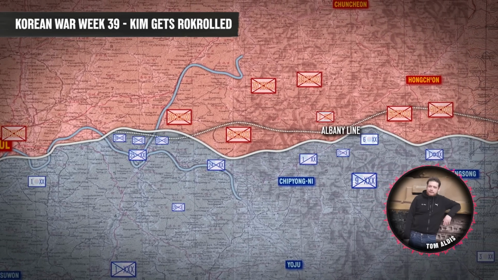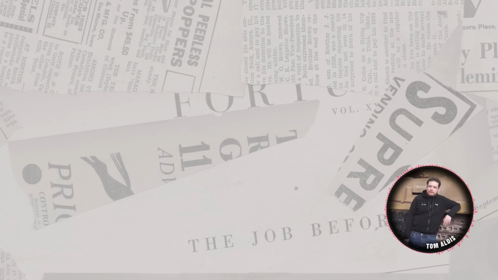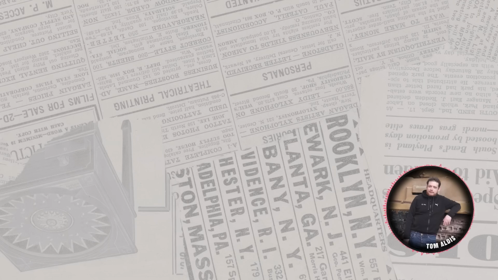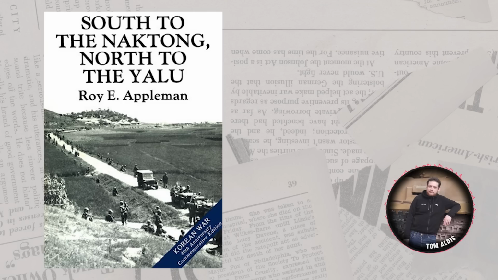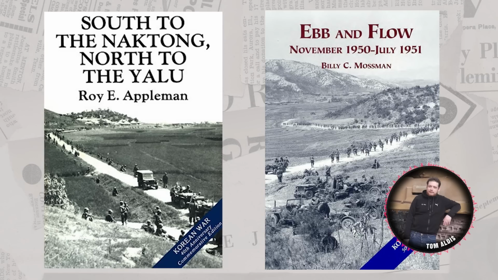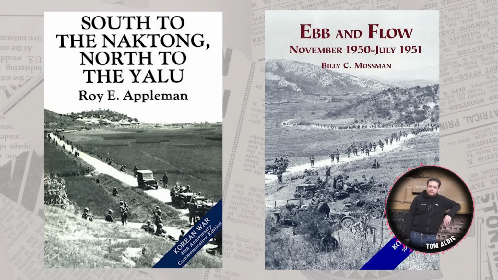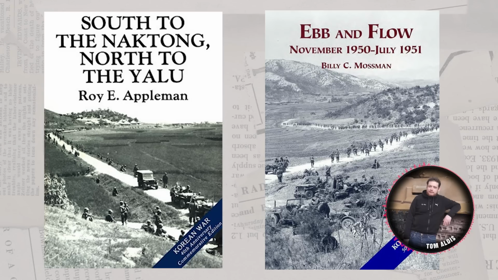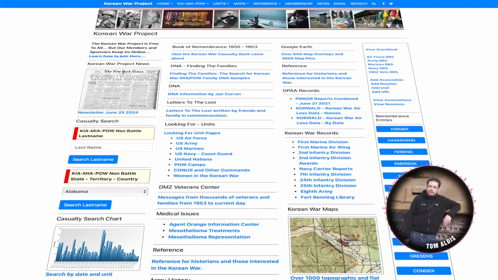Oh, and hey, let's mention source material for a moment. There's 2 books in our source list which Indy and I have both used extensively and are absolutely outstanding for maps. These are Roy Appelman's South to the Naktong, North to the Yalu, and Billy Mossman's Ebb and Flow. You may have seen these books pop up for quotes here and there, but here's something you may not know. All the maps from these books are available online on koreanwar.org. Link is in the pinned comment.